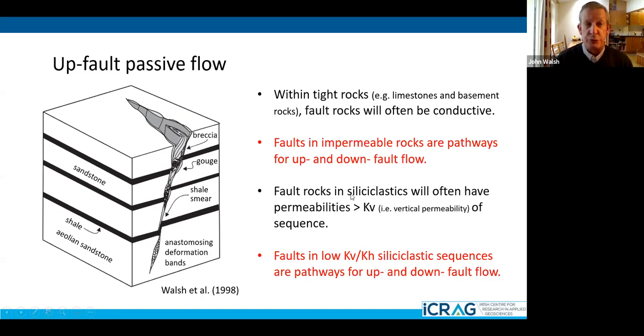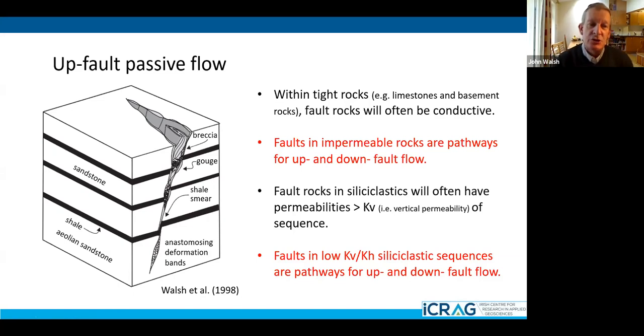What about faults within these clastic rocks, these layers of sandstones, which themselves are permeable? So they allow flow already. What happens is that the faults end up being impermeable or more of a barrier.